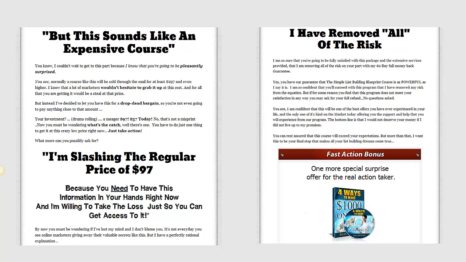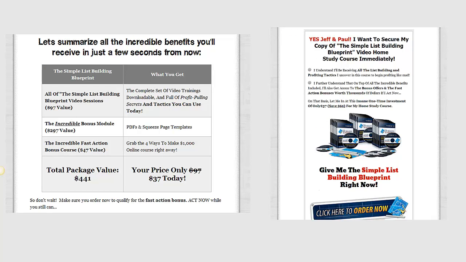A fast action bonus for those people that take quick action, for those people that take the action you want. And then you'll notice here as we go along, yes, and then it's got your name. I want to secure my copy. So you're making them take responsibility and take ownership of that. And so I really want to encourage you to go through this.